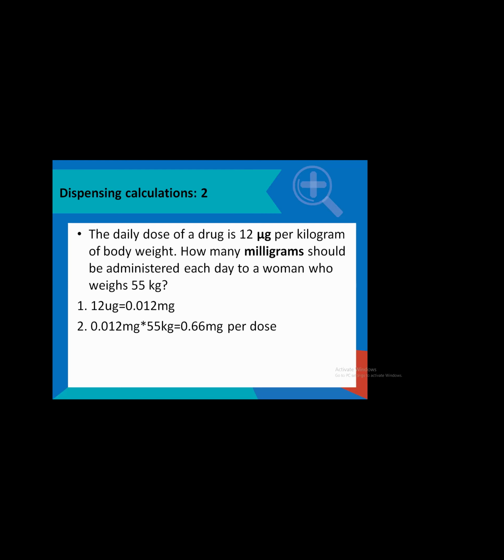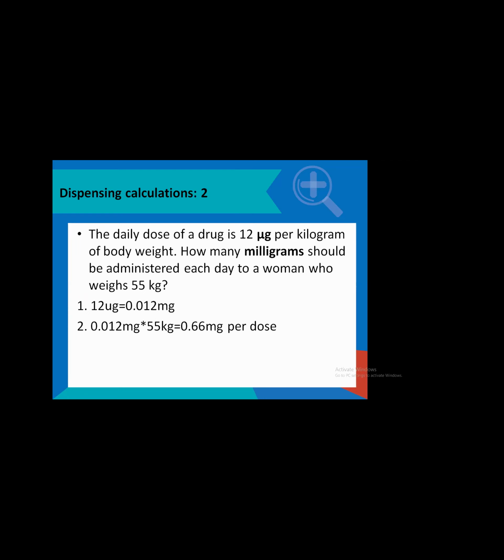Now for this particular exercise, the first step is to convert 12 micrograms to milligrams, which is 0.012 milligram. And then you multiply that by the weight of the person. The woman weighs 55 kg, so you multiply the 0.012 milligram by 55 kgs, which would equal 0.66 milligram. You present your answer as per the question, because the question says how many milligram, so you are going to leave it at milligram.